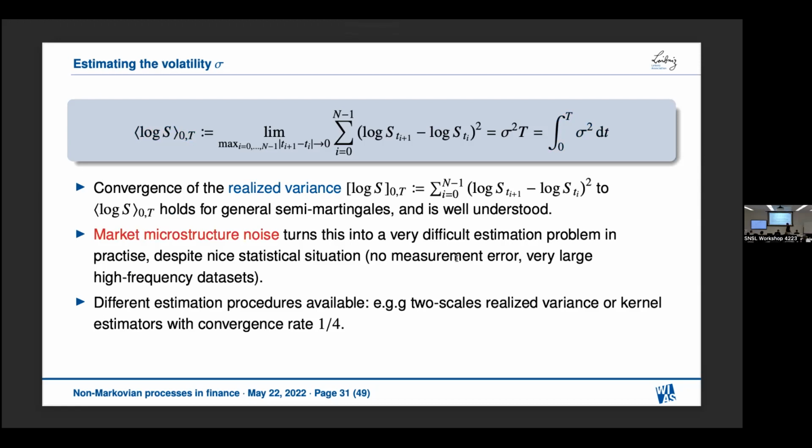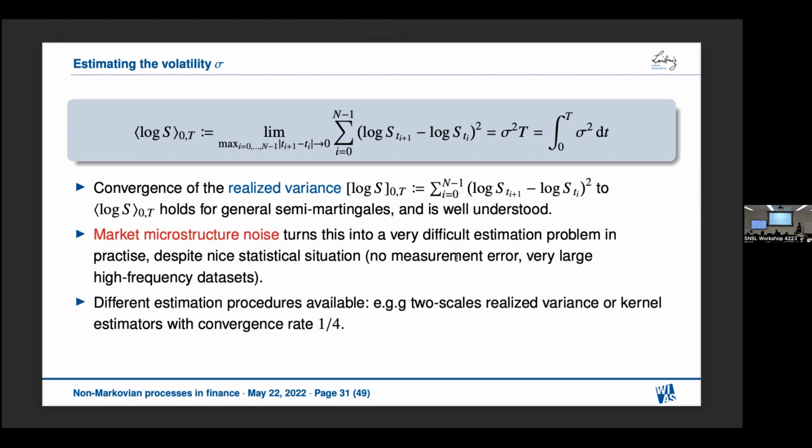This is very well understood, and you can write down rates of convergence and everything, but in real life things are much more tricky. This is related to the story that I told you, that markets are actually discrete in nature, both in time and in space. This discrete nature induces what is sometimes called market microstructure noise. And this noise makes this very standard and simple estimation task something that even after 20 years you can still write research papers on, and it's not at all obvious how to do it.